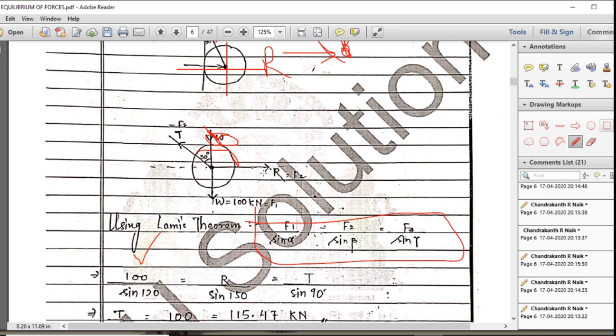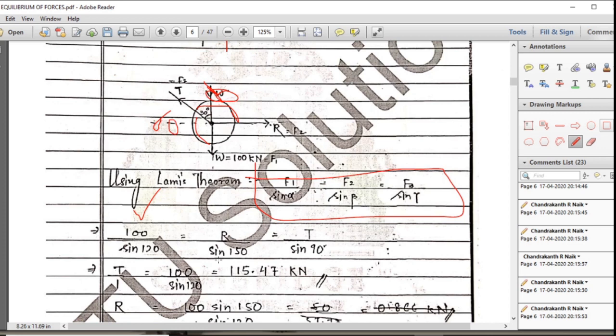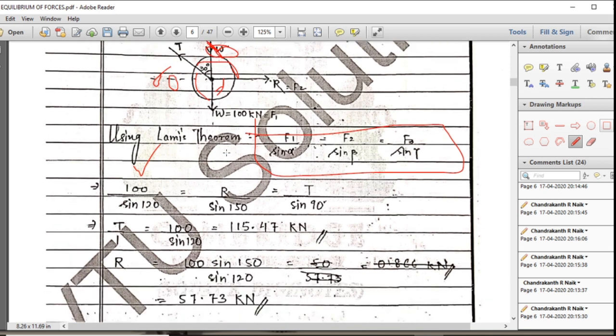Next, the force R divided by sine beta. So what will it be? R divided by, so already 30 has gone from 90. 90 minus 30 is 60. So 60 plus 90 is 150. So R divided by sine 150, and that is equal to F3, which is T, T by sine 90. For each force, we have to take the opposite angle. Now by this relation, this is equal to this is equal to this.